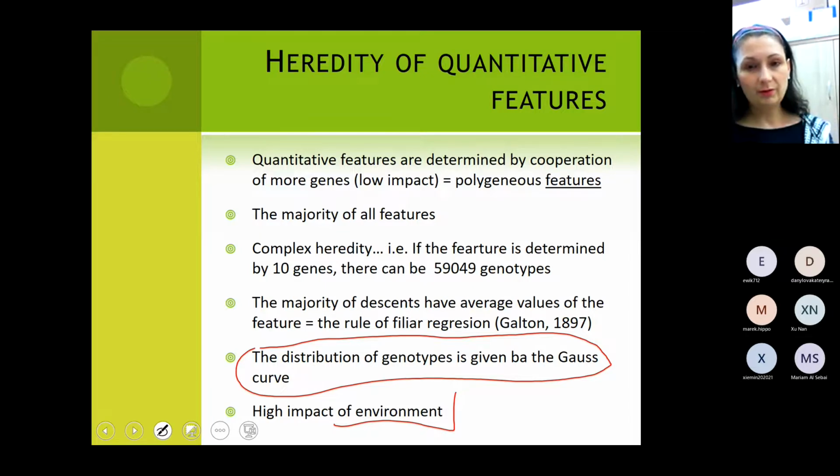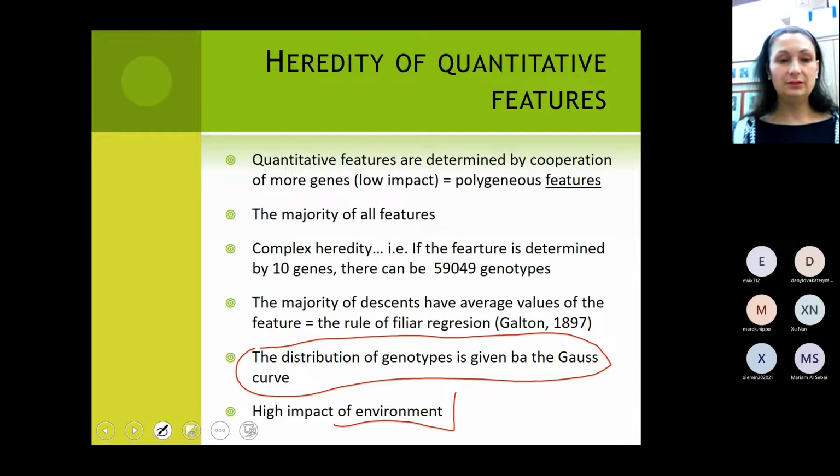Just remember that quantity is a number, and for quantitative features we can draw a Gaussian curve, which could be asymmetrical or could be shifted to one or the second extreme. But a qualitative feature cannot be expressed with just one number. It's just a question of shape, structure, and so on.